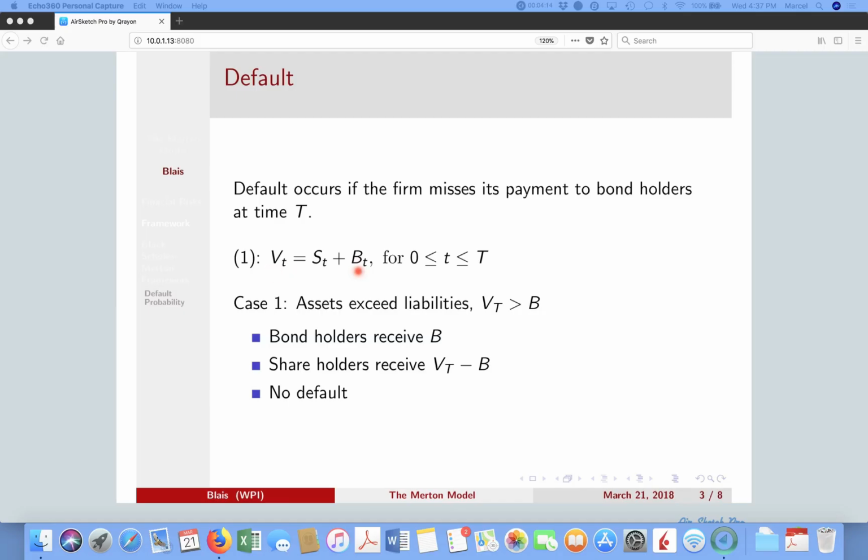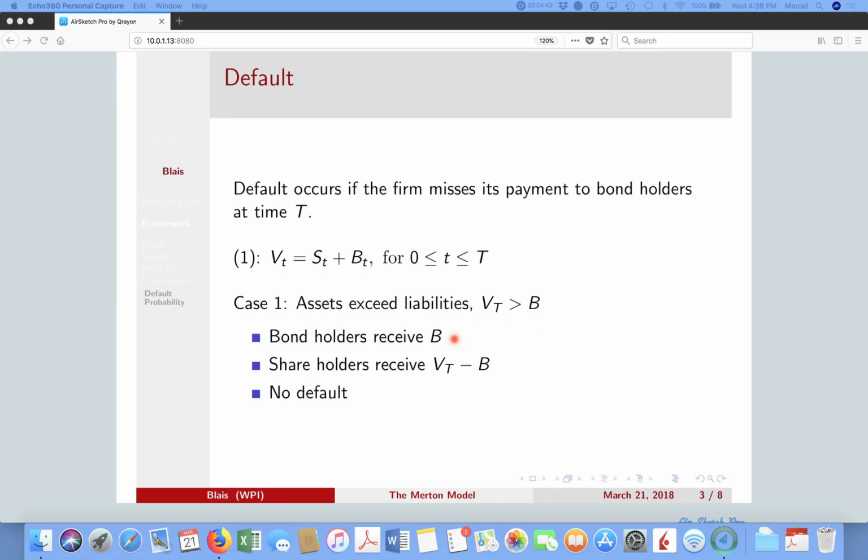So default happens if for some reason that payment cannot be made by the firm. So this is just recalling that value equation from the previous slide. And we have two cases. Either the firm has enough money to pay the bondholders, or it doesn't. Case one will be the case where the firm does have enough money to pay the bondholders. So the value of the firm at the maturity of the bond is bigger than the face value of the bond. So the value of the firm is sufficient to make that payment to bondholders.